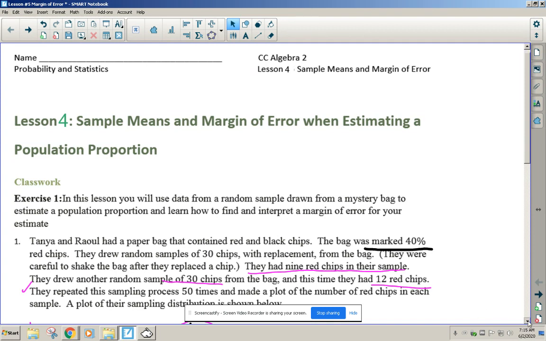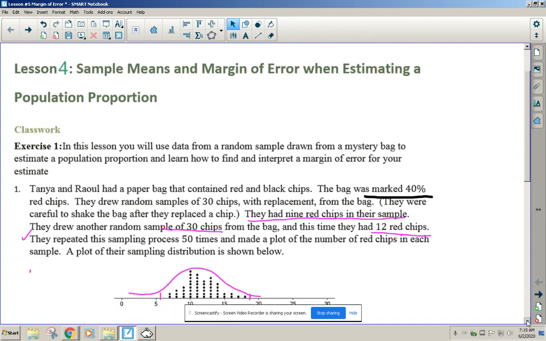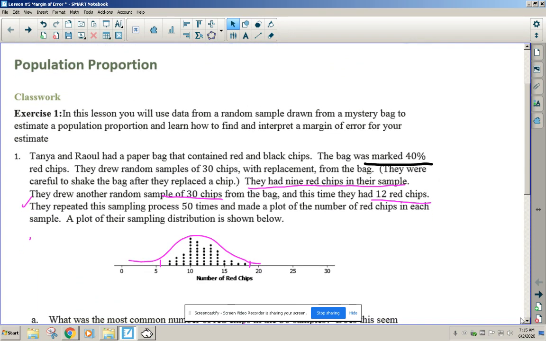They did this 50 times. Now, in the 50 times doing this, they get this dot plot to show what was going on. So this dot plot is pretty normal. And it looks as if they got numbers from like 7 to about 17. I mean, that looks like what they would get. And 10 was the most common. So what was the most common number of chips? 10.